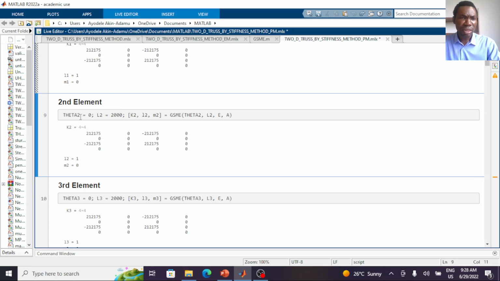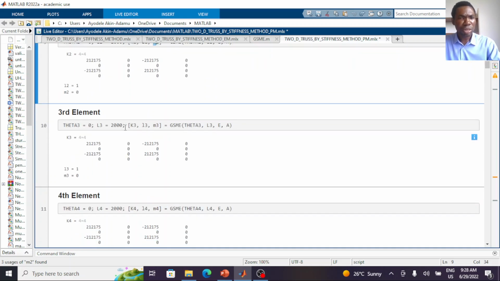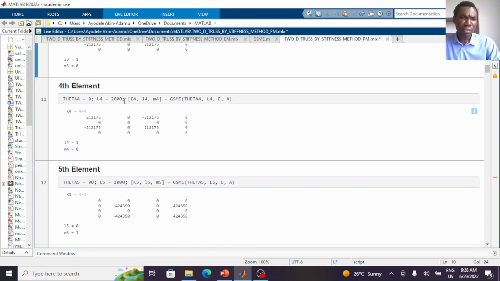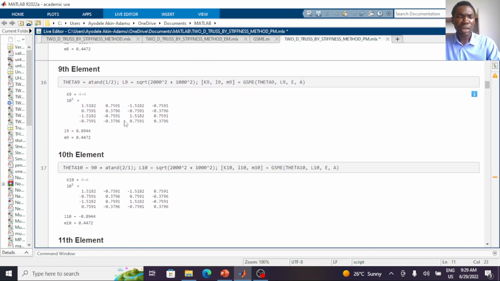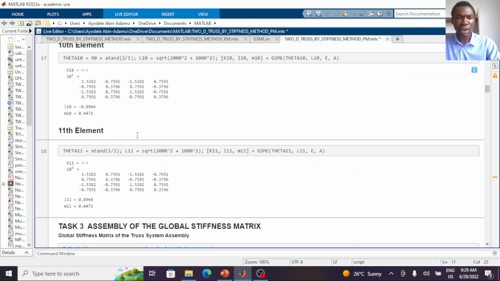You define the angle. The angle here is defined as theta 2. L2 is the length of element 2. So I enter these parameters theta 2, L2, E, and A, and I tell Matlab to return the values as K2, L2, M2. So my local stiffness matrix will be calculated, the cosine angle for element 2 will be calculated, and the sine angle for element 2, which is noted here as M2, is also calculated. We do the same thing for element 3, and element 4. So this is what you do for all the elements from element 1 to element 11.